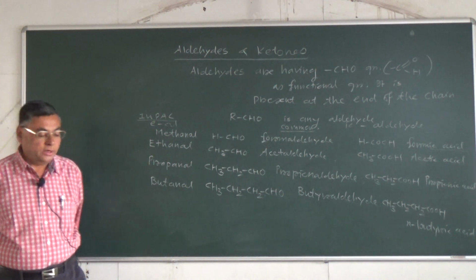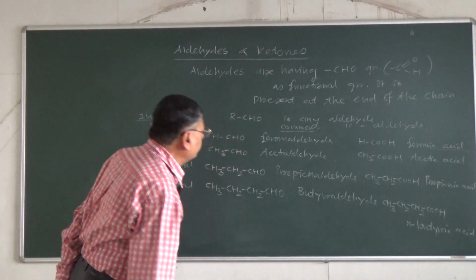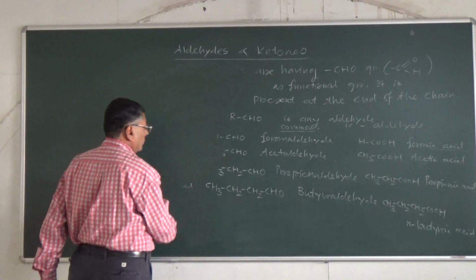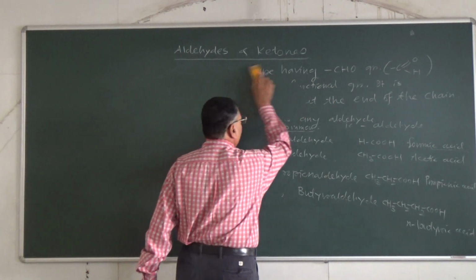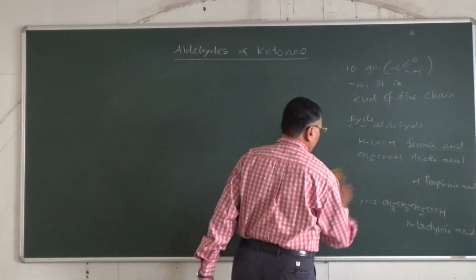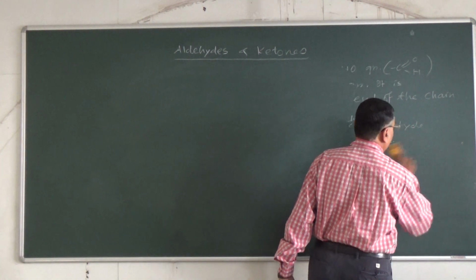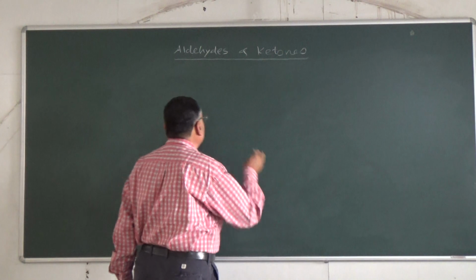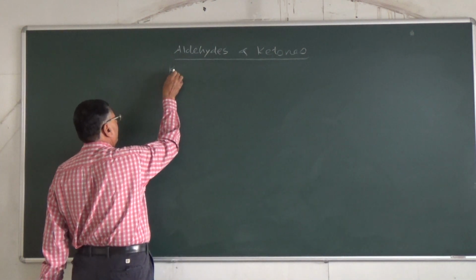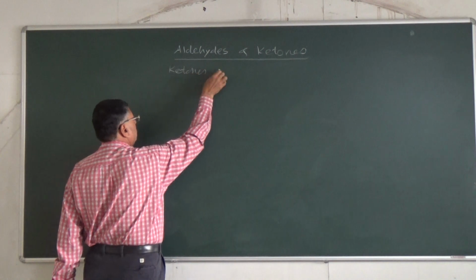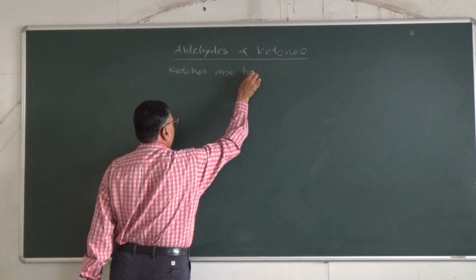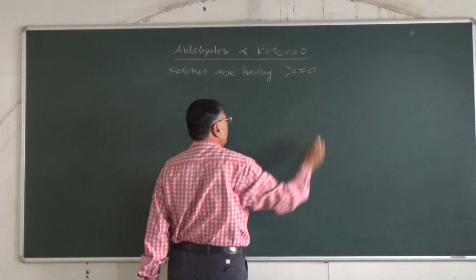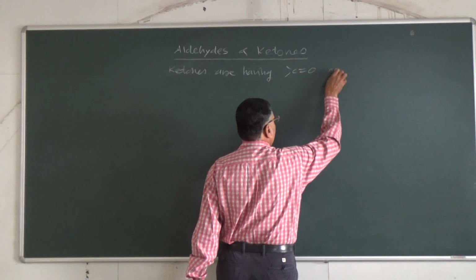So that is about aldehydes. Now ketones. Ketones are having C double bond O as functional group.